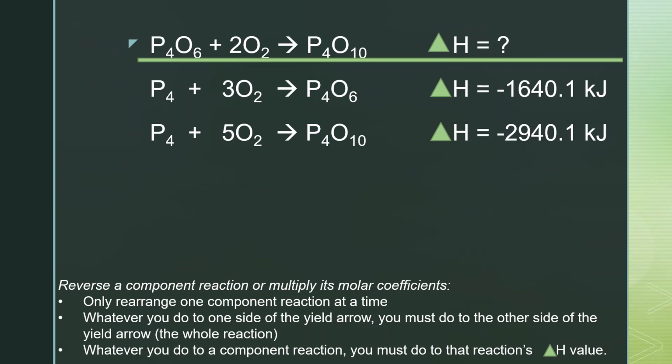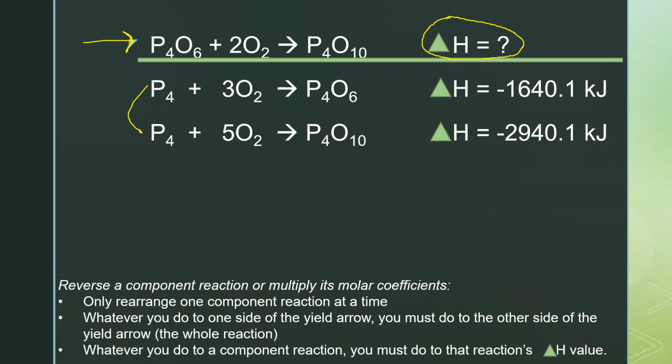Now let's try this example. As I said, that was just an example of how to rearrange things, but that wasn't the answer. Let's try this example. The reaction in question is this: P4O6 plus 2 oxygens yields P4O10, and we know this is the reaction we're trying to get to, because that's the one that we need to find the enthalpy change for. So down here are the two component reactions.